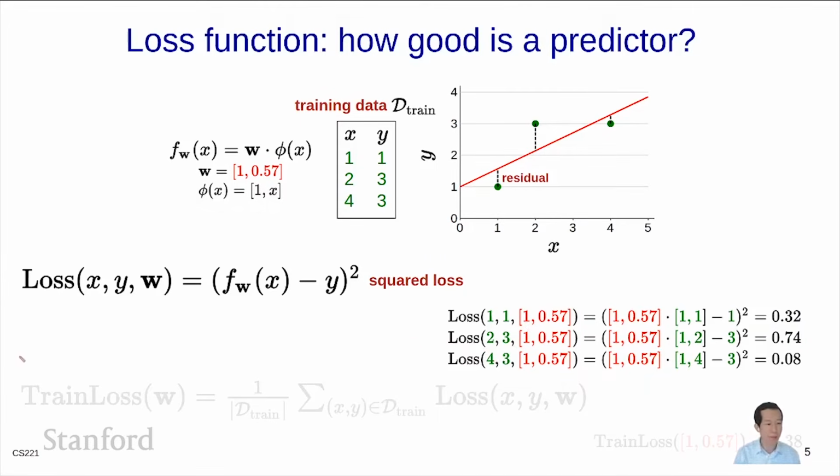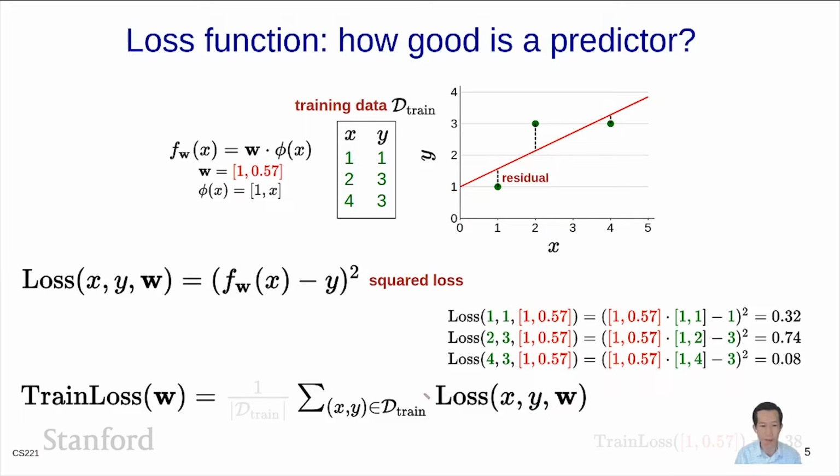So now we can define the training loss of a particular weight vector to be simply the average over the losses. Formally, this is a sum over all the examples in our training set of the loss function of a particular example with respect to that weight vector. And then finally, we divide by the number of points in the training set to normalize. So in this example, we just average these 3 numbers and we get 0.3. Okay, so that is how we define the squared loss and the training loss in terms of the squared loss.